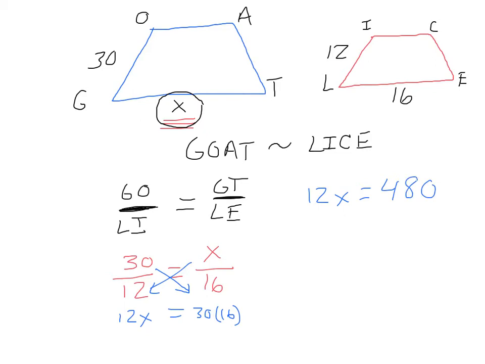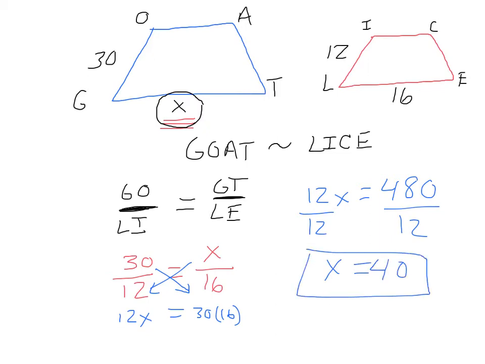Is it? Divide by 12 to get X by itself. There's X is equal to 40. Hooray! That's the missing side length. You can check yourself before you rickety-wreck yourself. Is the proportion 30 over 12 from the original picture, is the ratio of 30 to 12 the same as the ratio 40 to 16.